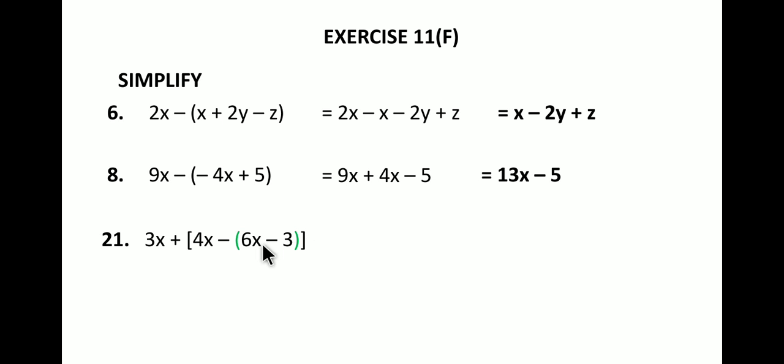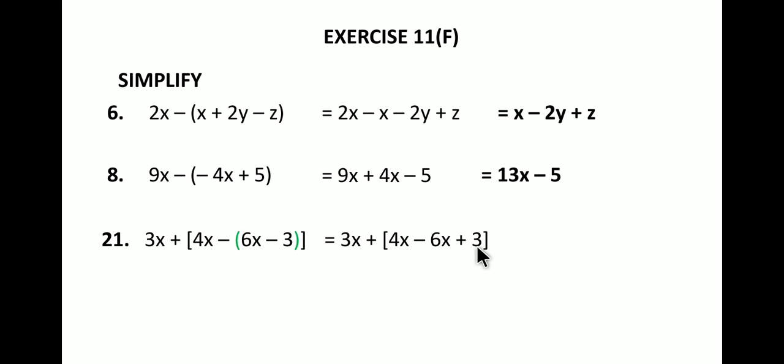So here 6x minus 3, which is inside the bracket, needs to be simplified first. I have shown the small bracket using the green color. Alright. So within the bracket this cannot be simplified. So we open the bracket, and since there is a minus sign over here, the sign of these terms will change. So in the next step, see, 6x becomes minus 6x and minus 3 becomes plus 3, and all the rest of the terms are as it is.